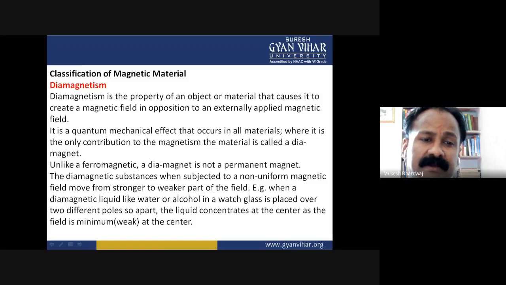Unlike a ferromagnet, a diamagnet is not a permanent magnet. The diamagnetic substance, when subjected to a non-uniform magnetic field, moves from the stronger to the weaker part of the field. Example: when a diamagnetic liquid like water or alcohol in a watch glass is placed over two poles set apart, the liquid concentrates at the center, as the field is minimum at the center.